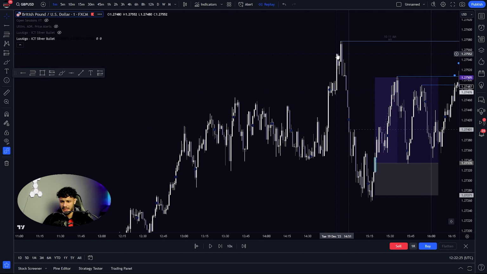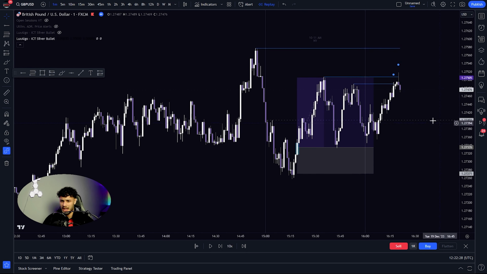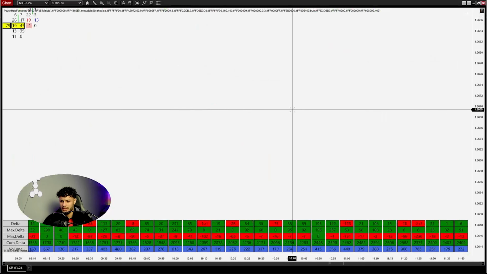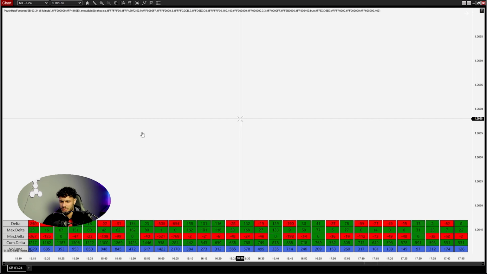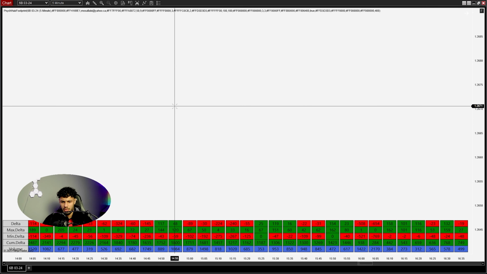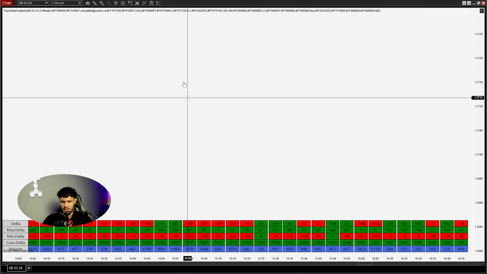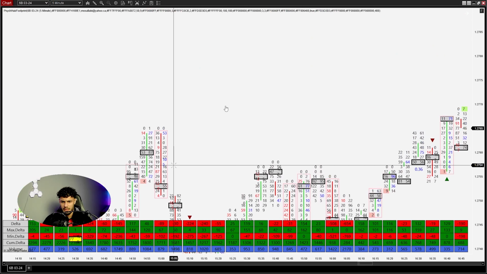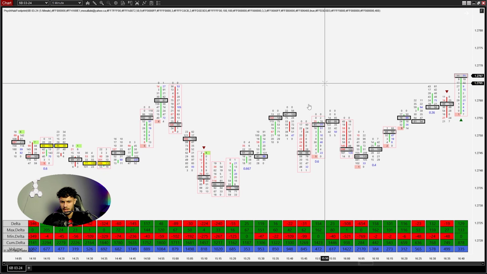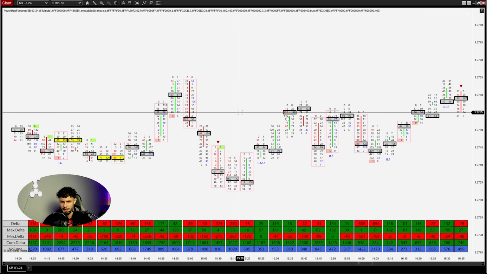Going all the way back, this is when that first initial grab would have happened. So this was on GU right here on the 1 minute time frame at about 254. So this is how I'd go about it. Okay, so 254.